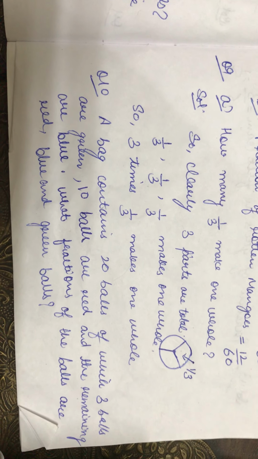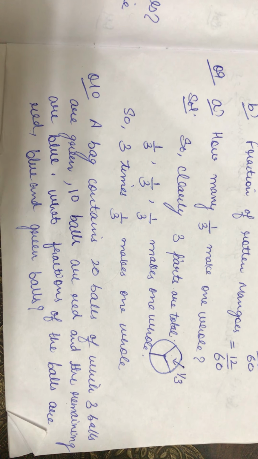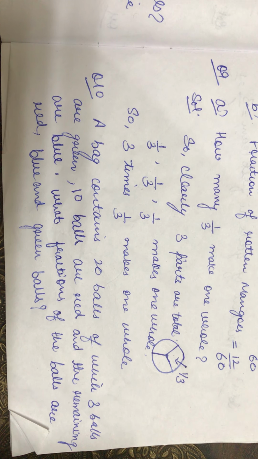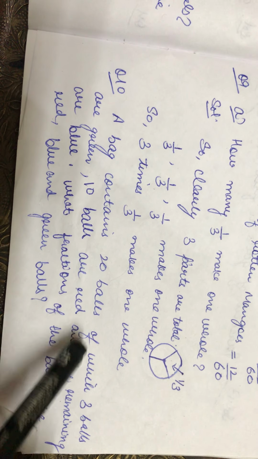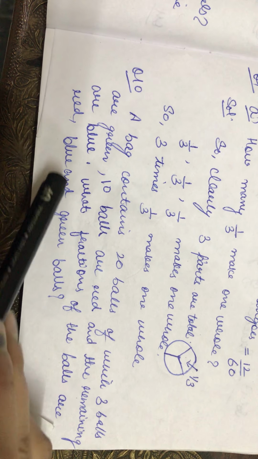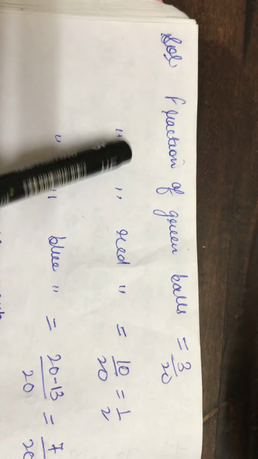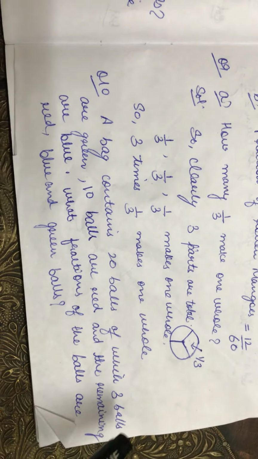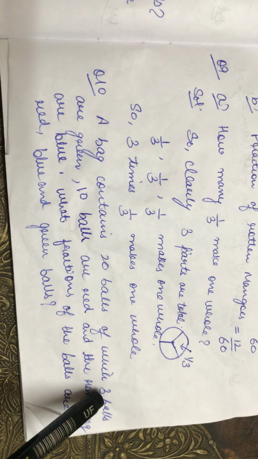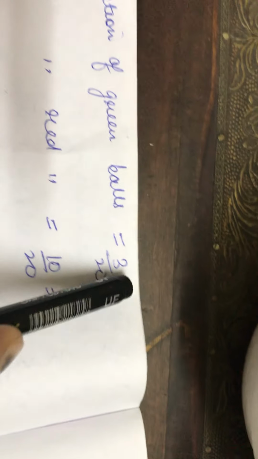10th question is, a bag contains 20 balls of which 3 balls are green, 10 balls are red and the remaining are blue. What fraction of balls are red, blue and green? So how many total balls are there? 20. So out of this I want to know the fraction for red balls first. Now the fraction of green balls. The number of green balls in the question is 3. So the fraction for green balls will be 3 divided by the total, that is 20. So the fraction of green balls is 3 by 20.